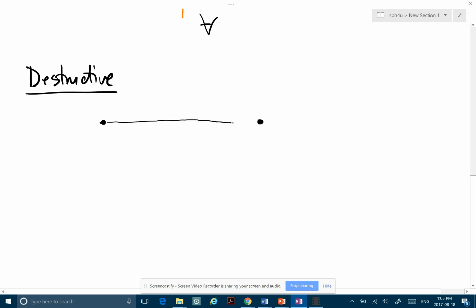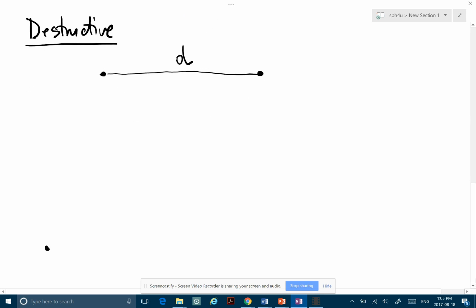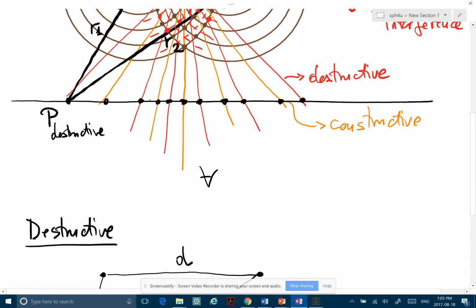So here are the two sources. This is a distance d between them. And this point P here is where we got some destructive interference. All right. So let's say this is not the first one, not the second, third, fourth, fifth. This is the nth node. We don't know which one is the nth one.